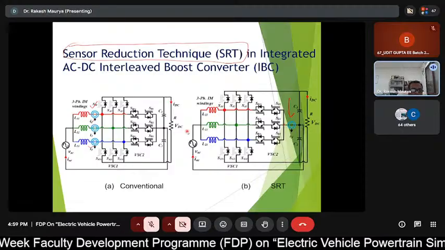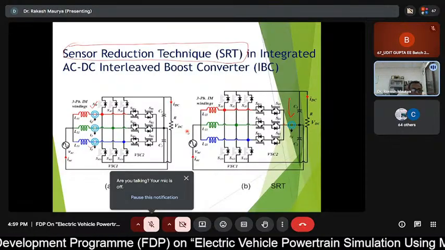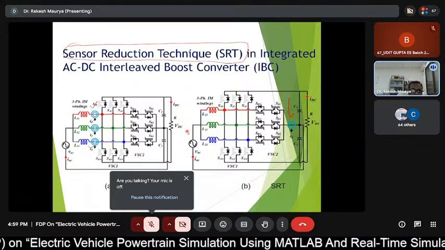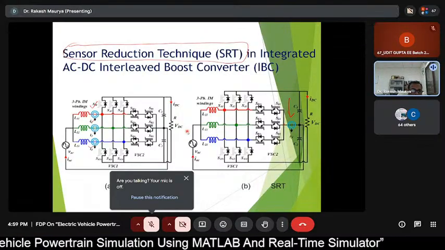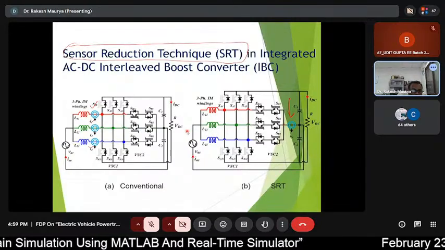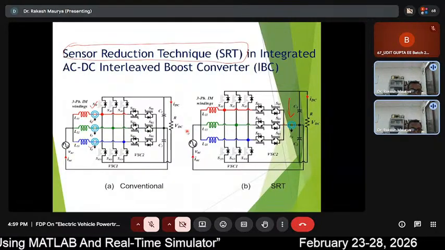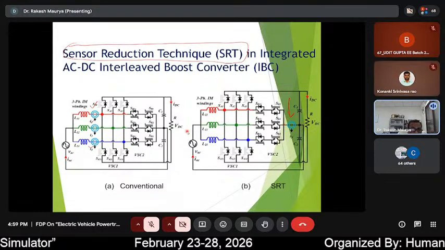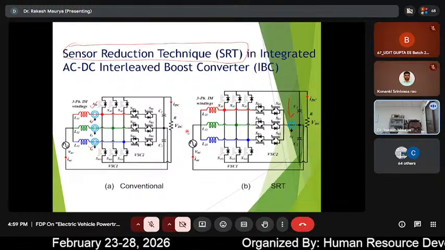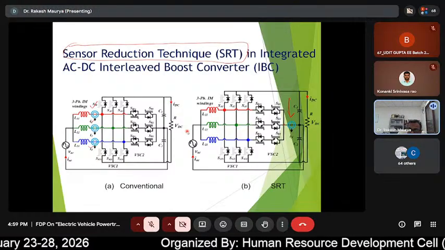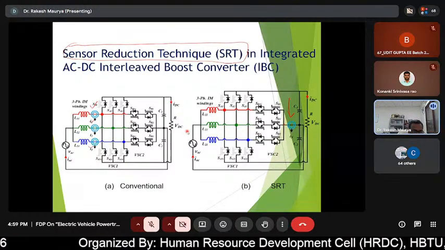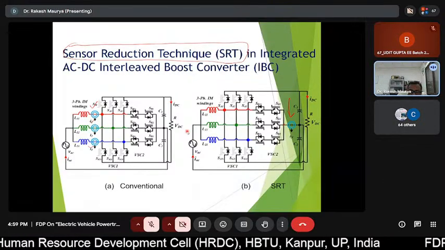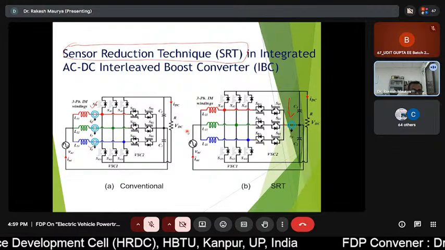This is one more aspect we have covered, the sensor reduction technique. This SRT is very important when you are going to optimize the cost. Everybody wants the cost of our products to be as minimum as possible. So we can optimize some of our components, like we have removed the onboard charger from the board, and we are integrating the charging facility within the component itself.